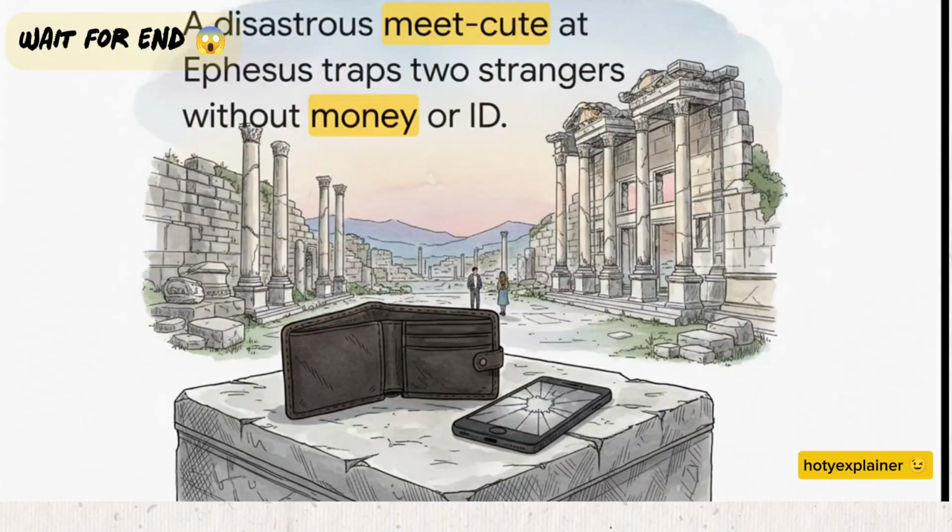Okay, let's dive into this core premise of the film. It all kicks off with this disastrous meet cute at the incredibly breathtaking ancient ruins of Ephesus. You've got these two complete strangers who are suddenly and very literally trapped in the Turkish countryside. No money, zero identification, and not even a working cell phone between them.